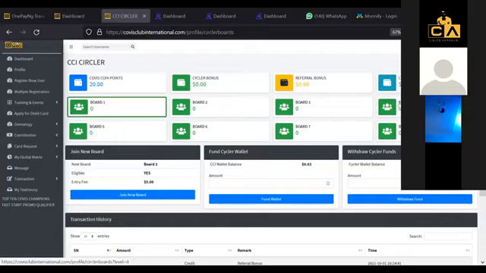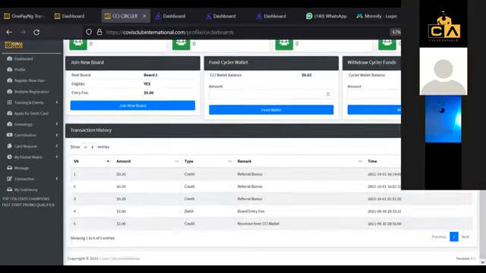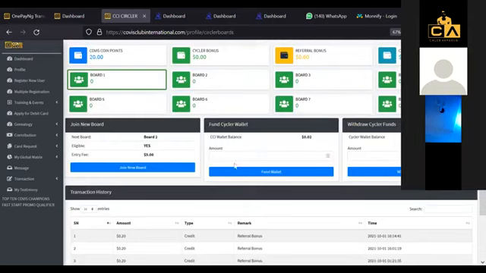So this account being able to see board 1 to 8 means I have what it takes to be on 8 cycler boards at the same time. All right, 8 cycler boards at the same time. And you can fund your cycle account or your cooperative account to join the cycler. You can fund it from your COVIS Club International wallet. So you just come here, fund cycler wallet, put in the amount you want to fund, and it will show you your CCI balance.